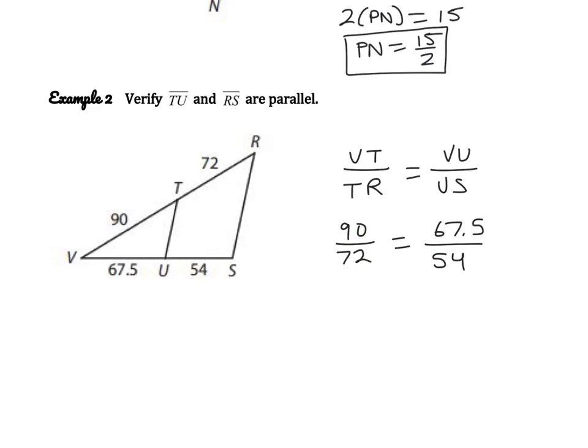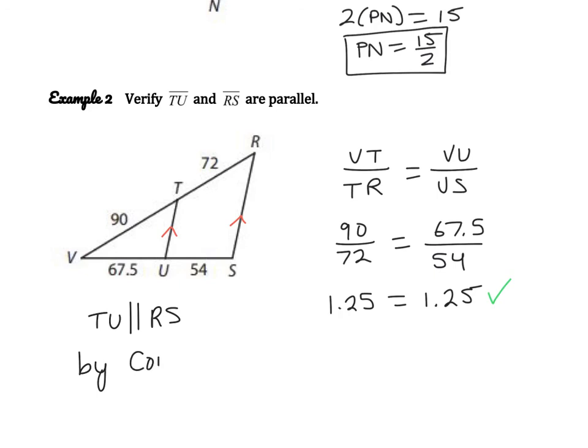So if you do 90 divided by 72, here we get 1.25. And on the right side, if you do 67.5 divided by 54, you also get 1.25. So this is a true statement, which means that the sides were divided proportionally, and therefore using the converse of the triangle proportionality theorem, we can conclude that TU is parallel to RS. And again, it's by the converse of the triangle proportionality theorem.